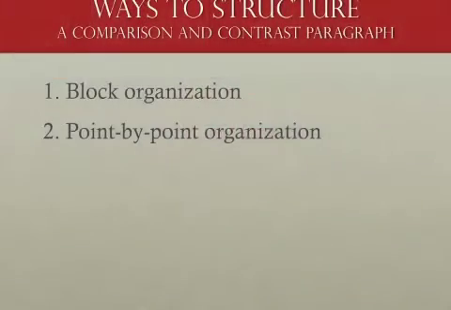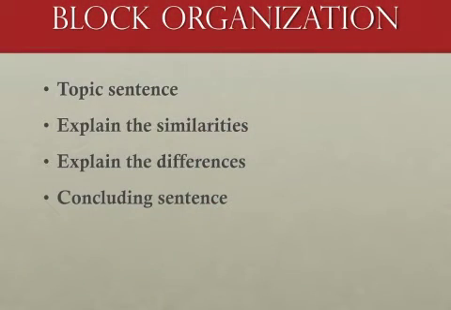Now, how do we structure the paragraph? For a comparison and contrast paragraph, you have really two options. You can try block organization or point-by-point organization. Now, block organization is the simplest and easiest. You simply write a topic sentence, and then in the first part of the paragraph you write about all of the similarities, and in the second half you write about all of the differences. So you have two big blocks or groups of information in your paragraph, and then you conclude.